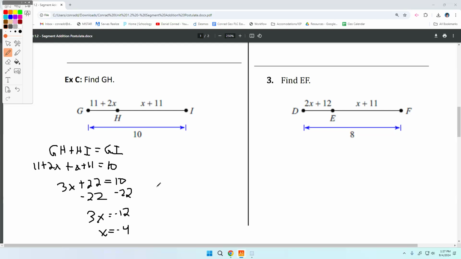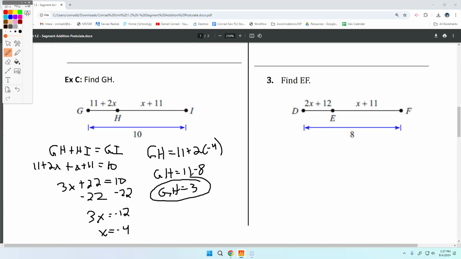Oh, no, we're good. Okay, so when we substitute this back in for GH, we're going to get 11 plus 2 times negative 4, which is going to be 11 minus 8, which is going to be 3. Right, so x can be negative. The value of x can be negative as long as your distance is positive. The distance from G to H is positive 3. Okay, and then same thing here. Negative 4 plus 11 is going to be 7. 3 plus 7 gives us 10. So it looks like our answer is pretty good.